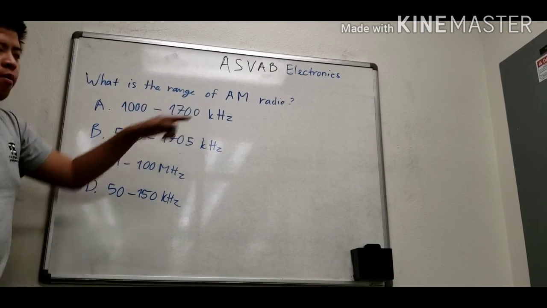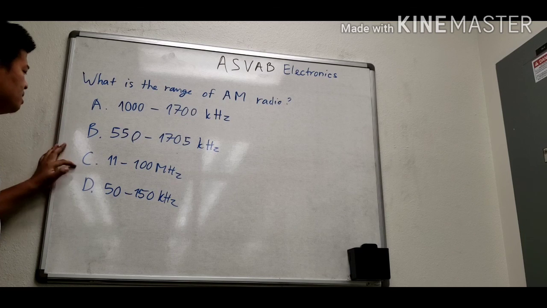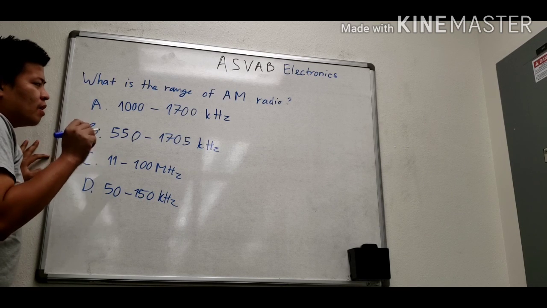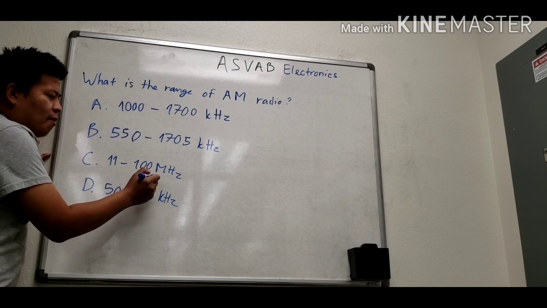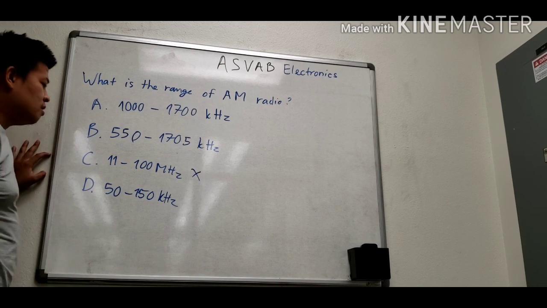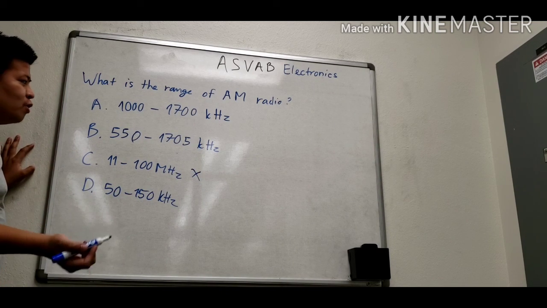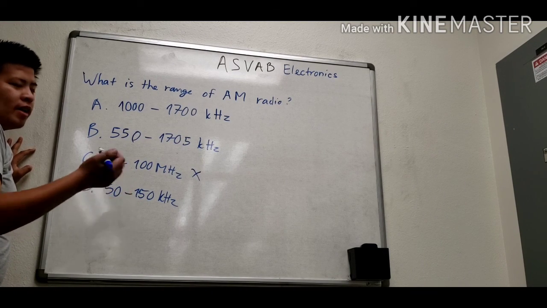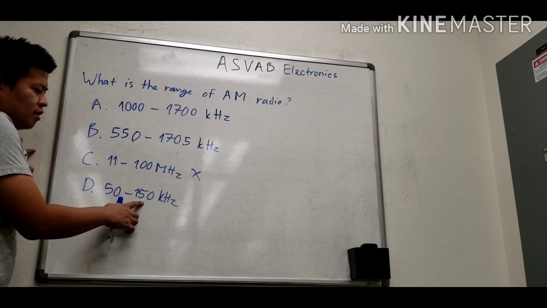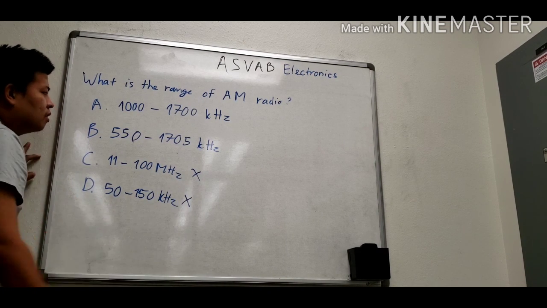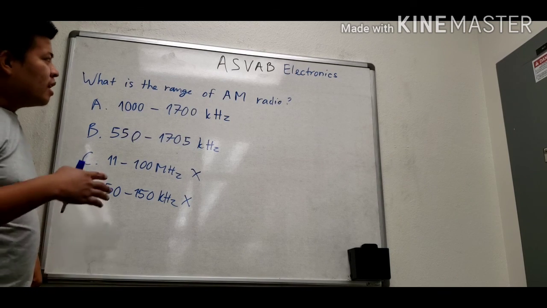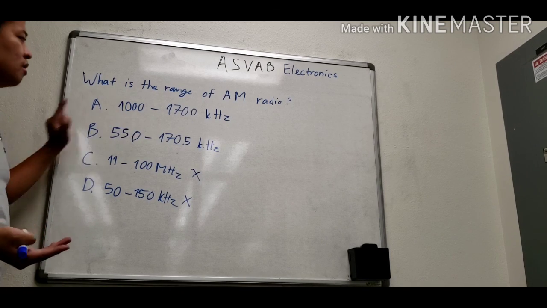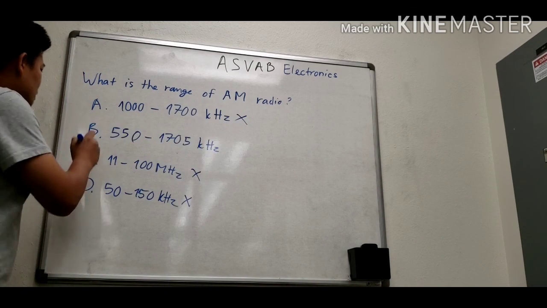What is the range of AM radio? We have A, B, C, D. In here we know that AM radio should be in kilohertz. In here we have megahertz. This is wrong, so we don't choose C. And we know that AM radio should be not more than 1,700. That's the maximum. But in the question, answer D is just 150. That's wrong. The next one, the lowest AM radio is about 550, but the answer A is 1,000. That is wrong. So the answer for this question is B.